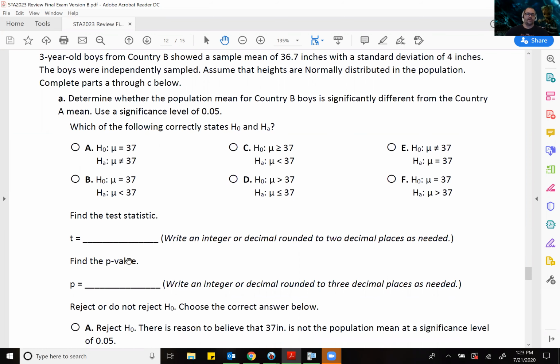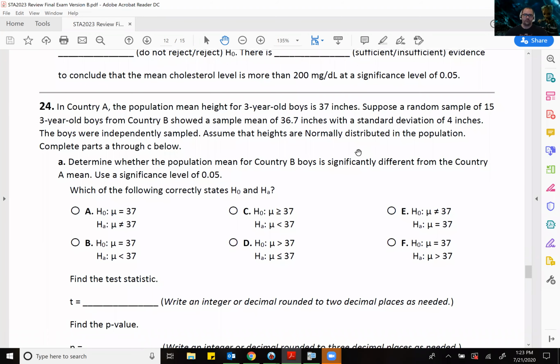So again, we're going to assume that all conditions are met. The good thing is that it's normal. Obviously populations are much bigger than 15 times 4, which is 60. So hopefully in a country there are more than just 60 3-year-old boys. America alone has more than that. And it's definitely random, and one 3-year-old boy's height does not affect another one. So again, you can see that all conditions are met.